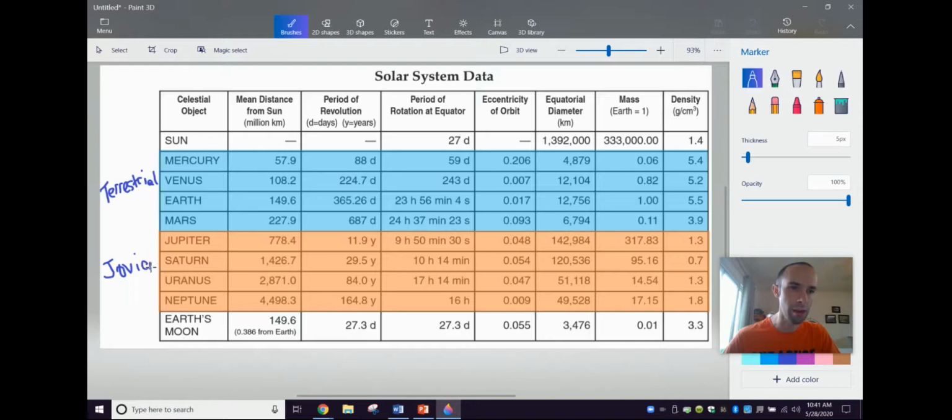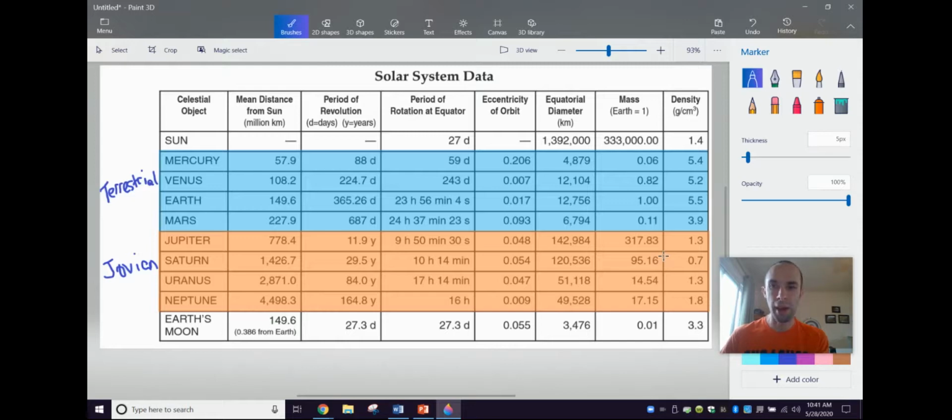J-O-V-I-A-N, and you'll notice that these 4 planets are a lot less dense, right? 1.3, 0.7, 1.3, and 1.8. So their density is a lot lower. Jovian planets are also called the gas giants. They're made out of gas. There are some theoretical ideas about the core of these planets, like whether they're liquid or whatever. But for the most part, it's a big giant ball of gas.